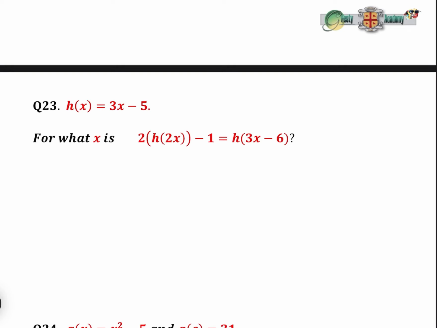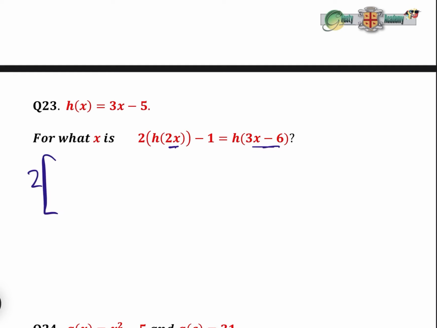Okay, so again, question 23, we have to just be a bit careful with our brackets here, but all we're going to be doing, just imagine, remember your smiley faces, we're going to be putting 2x in instead of x, and we're going to be putting 3x minus 6 in instead of x, and we've got an equation to solve.